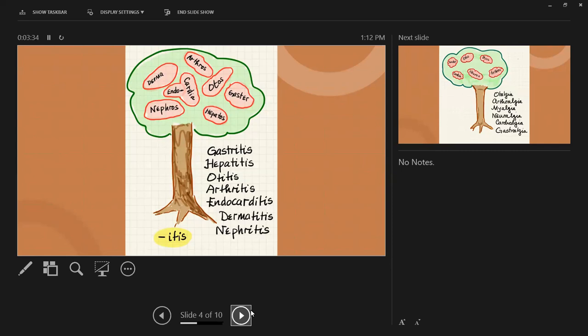Gastritis is inflammation of the stomach. Hepatitis, inflammation of the liver. Otitis is inflammation of the ear. Arthritis is inflammation of the joint. Endocarditis is inflammation of the inner lining of the heart. Dermatitis is inflammation of the skin. Nephritis is inflammation of the kidney.